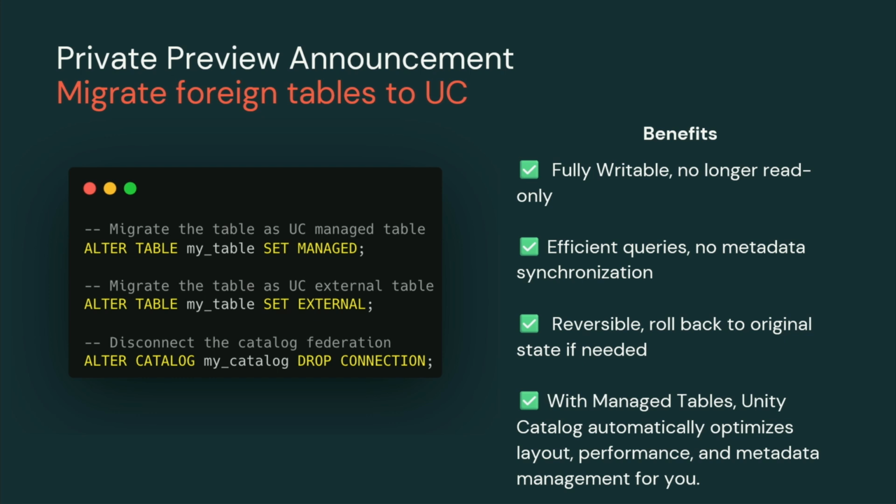But just to highlight some of the benefits here. First of all, once these tables are managed or external in Unity Catalog, they're no longer read-only. So this is when you can move a lot of your production workloads if that's something that your organization wants to do. The queries become super efficient because there's no more metadata synchronization. So for some teams, this is really beneficial if you're doing some huge cross-table joins.